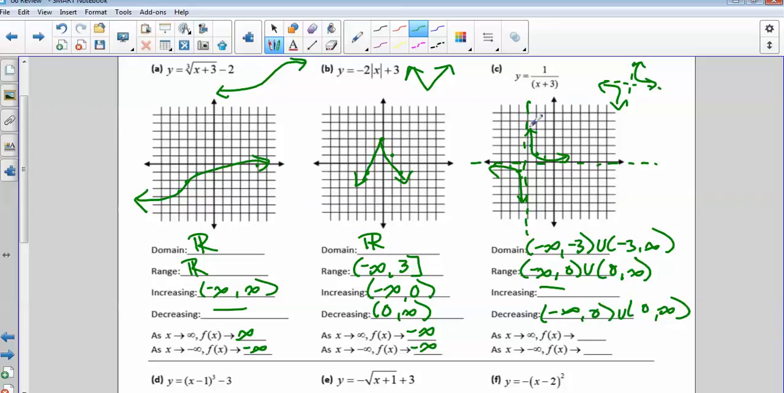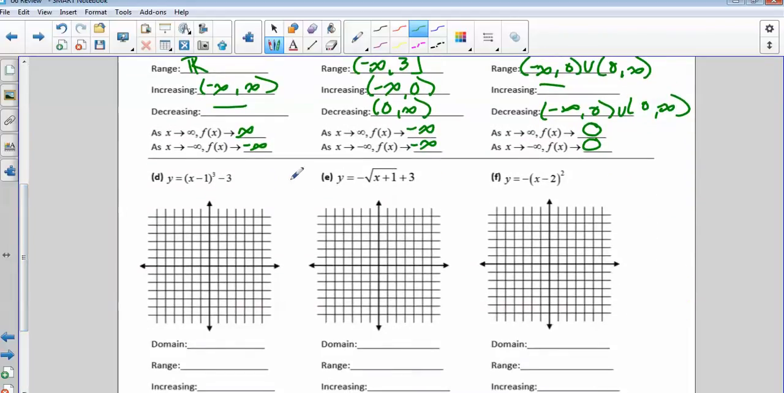Your end behavior is different for a rational function. As x goes to positive infinity, your y value is getting closer and closer to your horizontal asymptote, so it's actually approaching the number 0. And as x goes to negative infinity, again, your y value is getting closer and closer to your horizontal asymptote, so the y value is approaching 0.